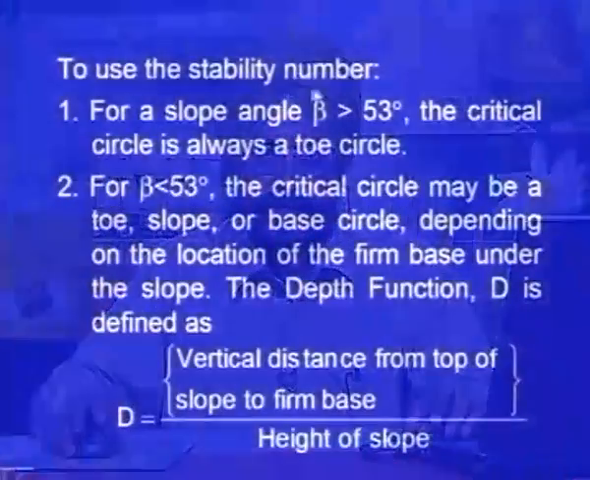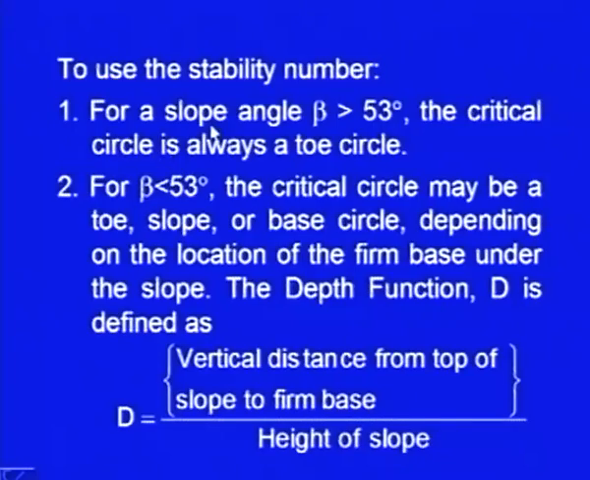To use the stability number for a slope beta more than 53 degrees, the critical circle is always a toe circle. That is what I told you just now. And if beta is less than 53, then the critical circle may be a toe circle, it may be a slope failure, or it may be a base circle, depending on the location of the firm base under the slope.